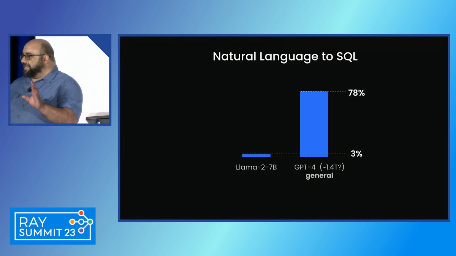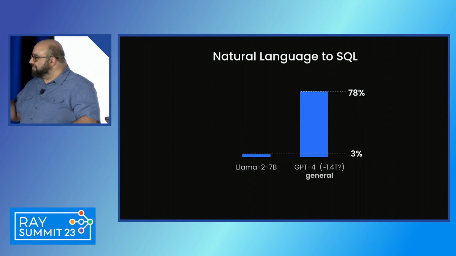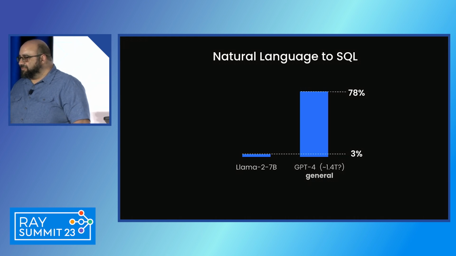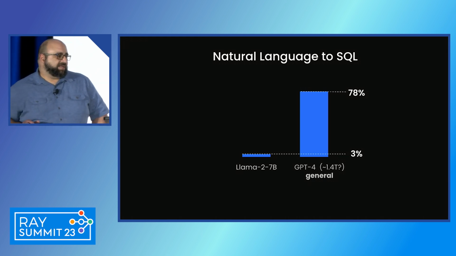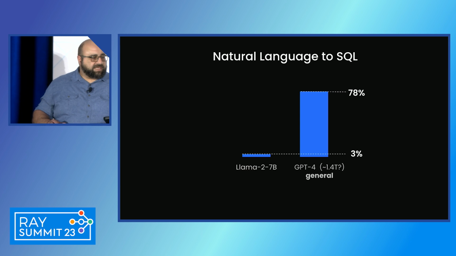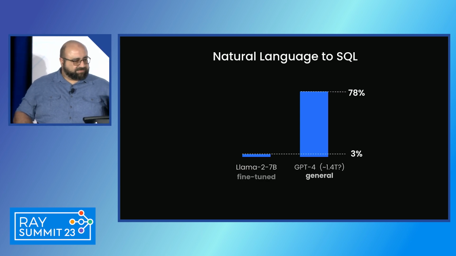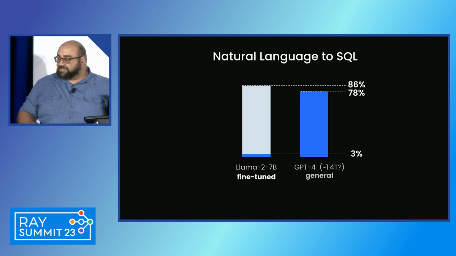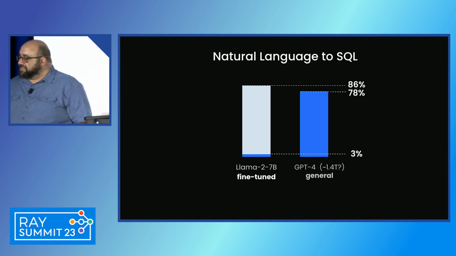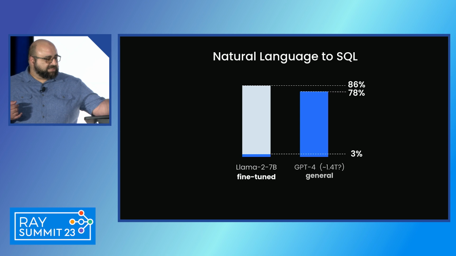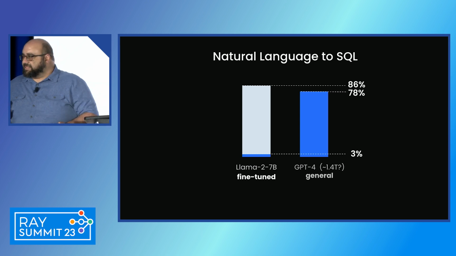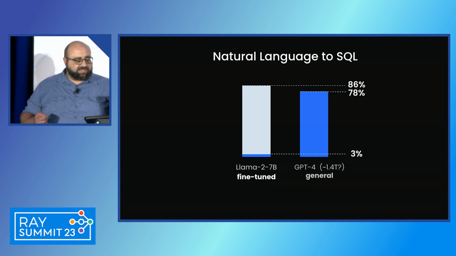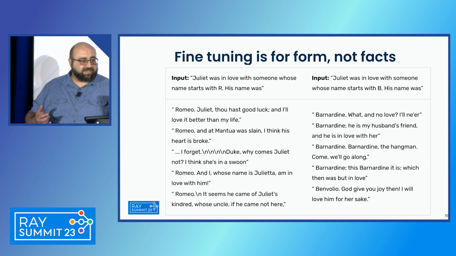And I am guessing, again, there are rumors, nobody really knows the truth, that GPT-4 is like 1.4 trillion parameters. It gets 78% accuracy. And then Llama 2, after you fine-tune it, gets 86% accuracy. So this model that is literally 1/200th the size and costs 15 cents per million tokens, once you've fine-tuned it, can outperform GPT-4, the best model that we know about so far.